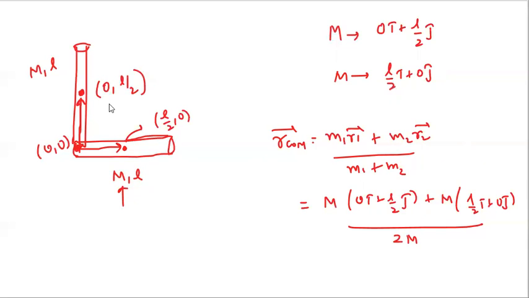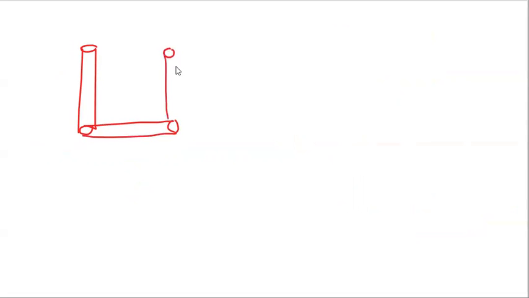So for point masses, you have to use that method, and for extended bodies, you have to use this method. Suppose I ask you, what will be the center of mass of this system? Suppose I have one rod like this, another rod like this, and another rod like this, and suppose this is the origin. The center of this rod will be here and the coordinate will be 0, comma L by 2.